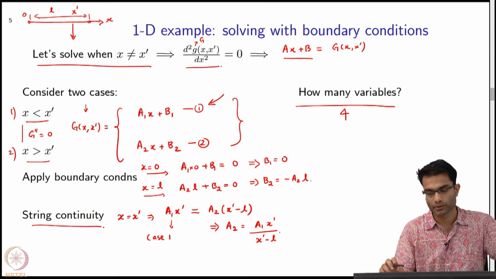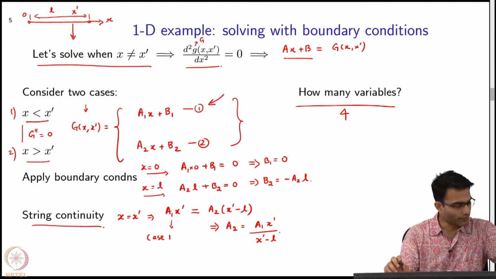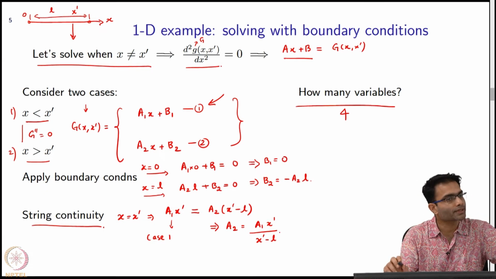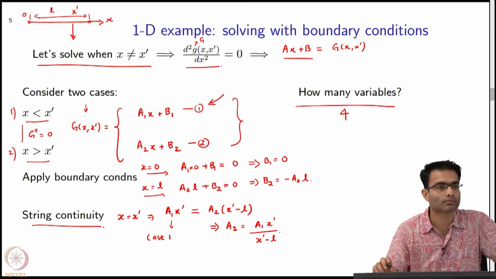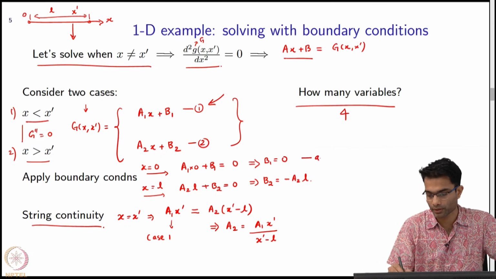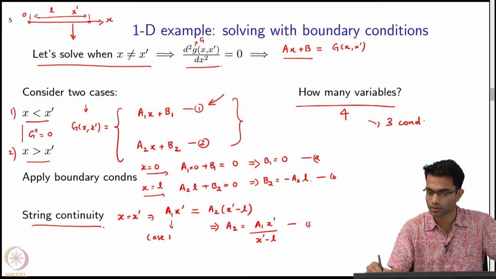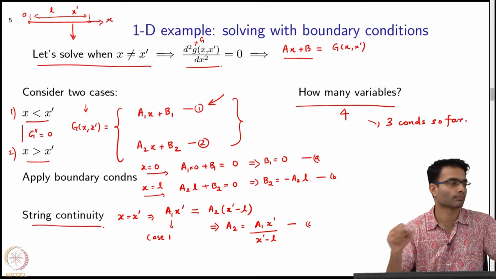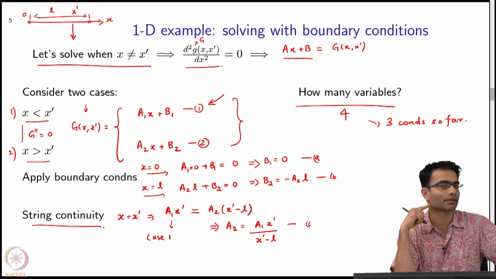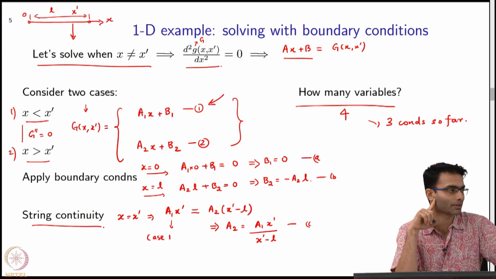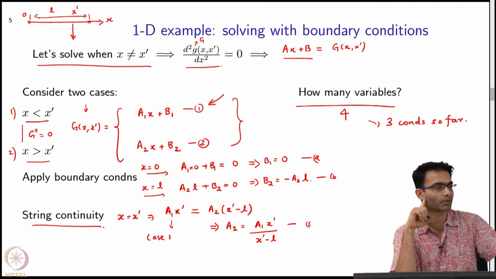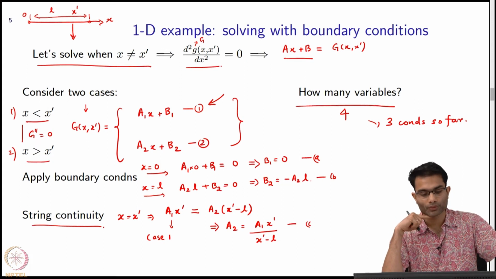So, I started with 4 variables, and how many relations do I have between these 4 variables so far? 3, right. So, I have A, B and C, okay. So, 3 conditions so far, right. Is that enough? Not really, right. I need one more relation because I have to give full information about the whole problem. What will that 4th condition be?